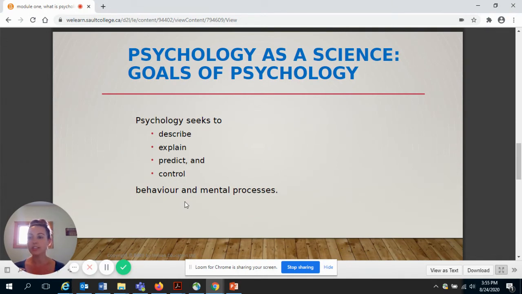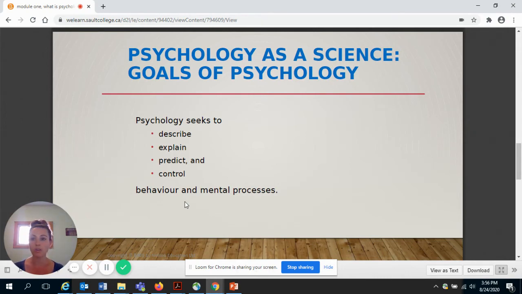A psychologist's first goal is just to describe. So what's going on? What behaviors are we seeing? What are their surroundings? A psychologist might say, okay, there's a student and they're standing in front of a large group of people, and they're in a professional setting, in an institution, in a school, and the individual is shaking, the individual is sweating profusely, and they would just describe everything that they're seeing.